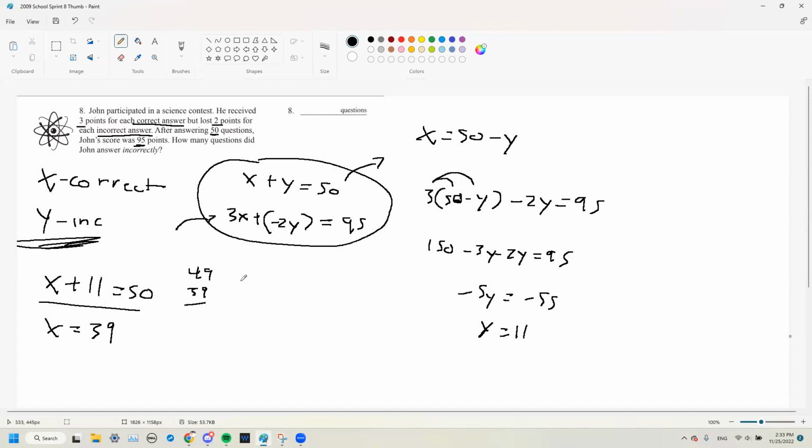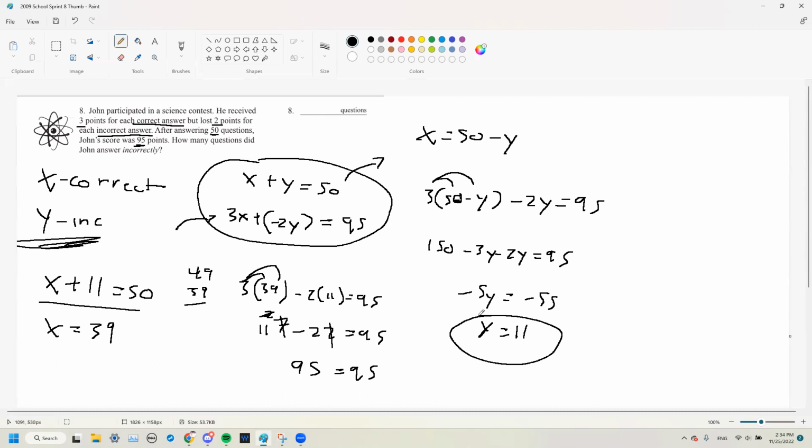So now that we have this, we can plug these numbers back into the second equation to check our work. We're going to have 3 times 39 minus 2 times 11 equals 95. What we'll get from 3 times 9 is 27, so we're going to carry a 2 up here. 3 times 3 is 9 plus the 2, so we're going to have 117 minus 22 is equal to 95. We do the same process here, subtracting, and we'll be left with a 5. Just gonna drop the 95 down here. So we just really quickly checked our work, and therefore we know that there are 11 questions that John answered incorrectly.